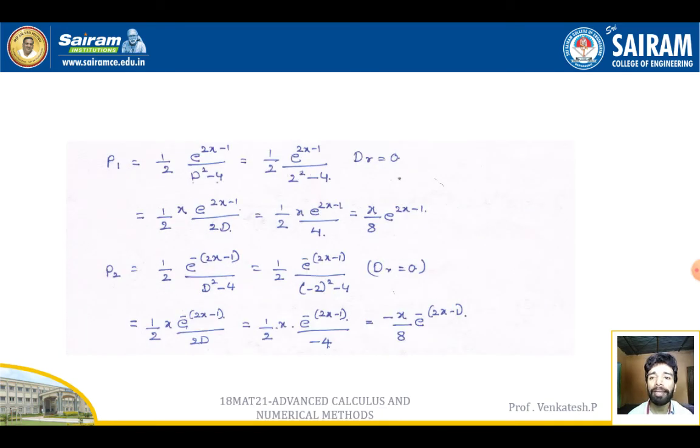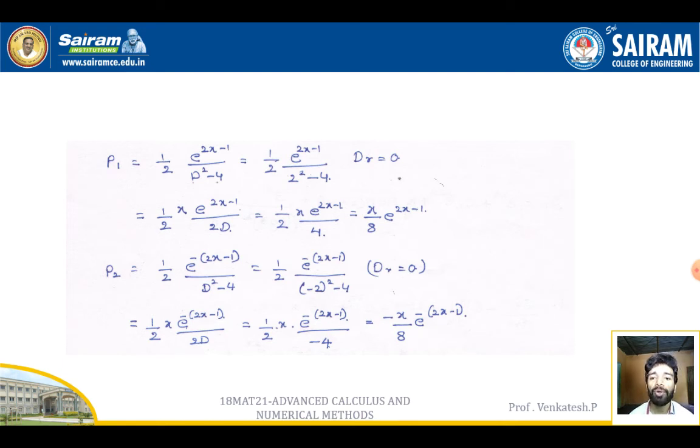So the p1 equation will be given like 1 by 2 e power 2x minus 1 by D square minus 4. Here we can observe that in the numerator the exponential contains x coefficient 2. So replacing D by 2, I got 2 square minus 4, the denominator will become 0. So as I told, if the denominator is 0, multiply x for the numerator and differentiate the denominator. So I got 1 by 2 x e power 2x minus 1 divided by 2D. On replacing D by 2 now, I will get 1 by 8, or x by 8 e power 2x minus 1. Since 2D is there, if I replace D is equal to 2, it will become 4. Already 1 by 2 is there, so it will become x by 8 e power 2x minus 1.